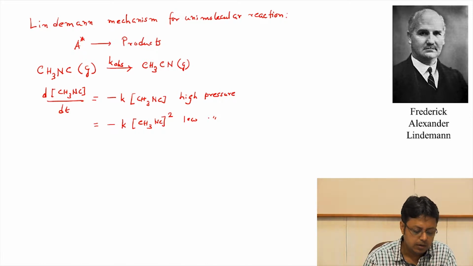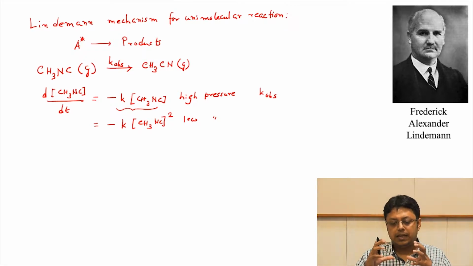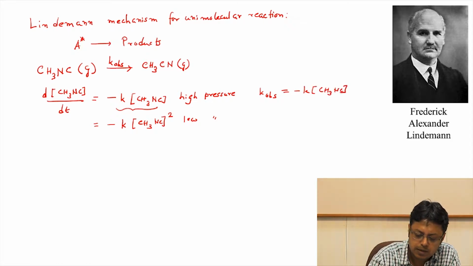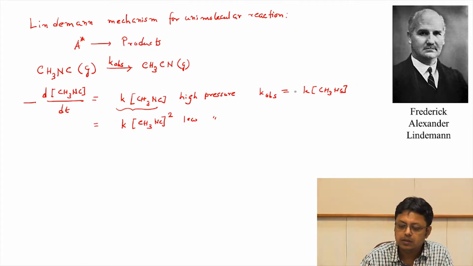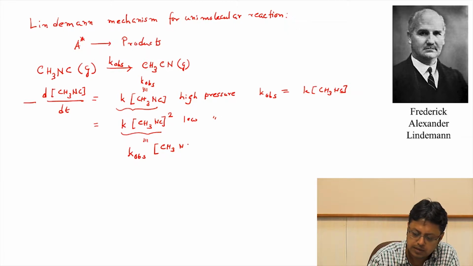So usually we write this term, which is minus K into CH3NC, as K observed, in the sense that we take that rate and plot it versus the concentration or the pressure of the gas, but we do not plot the actual rate constant. We actually plot the observed rate constant. At high pressure this will be nothing but equal to K observed, and at low pressure this will be equal to K observed times the pressure of the gas, just CH3NC.